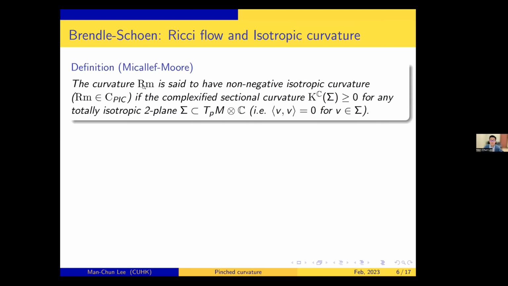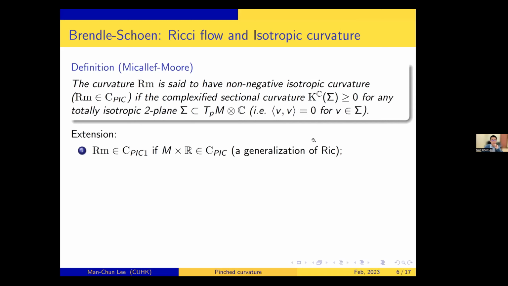This is a condition introduced by Micallef, Mikhailov, and Moore. The reason why they studied it was because of some minimal surface method, but it turns out to be useful in Ricci flow. They consider the curvature to be of non-negative isotropic curvature, so usually I will call it PIC, inside the cone of curvature operators. If the complexified sectional curvature is non-negative on any totally isotropic two-plane, which is a complex two-dimensional plane, it is a generalization of sectional curvature, but not exactly sectional curvature, because we require some constraint on the plane.